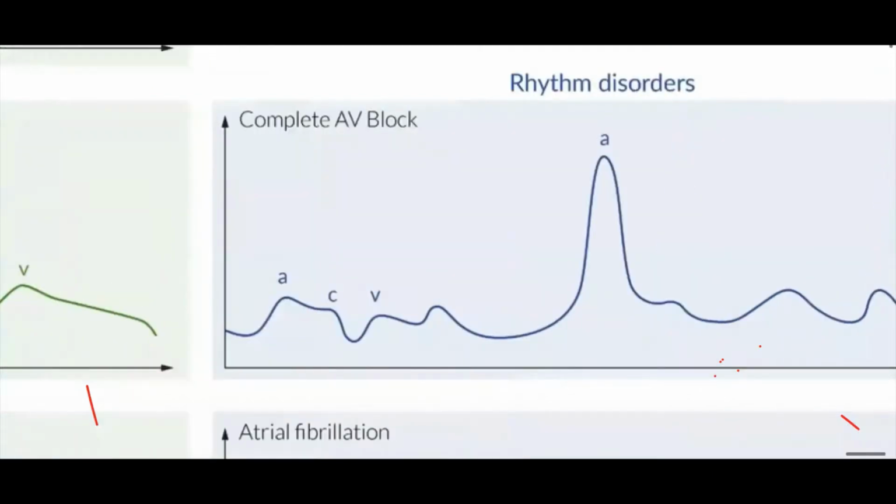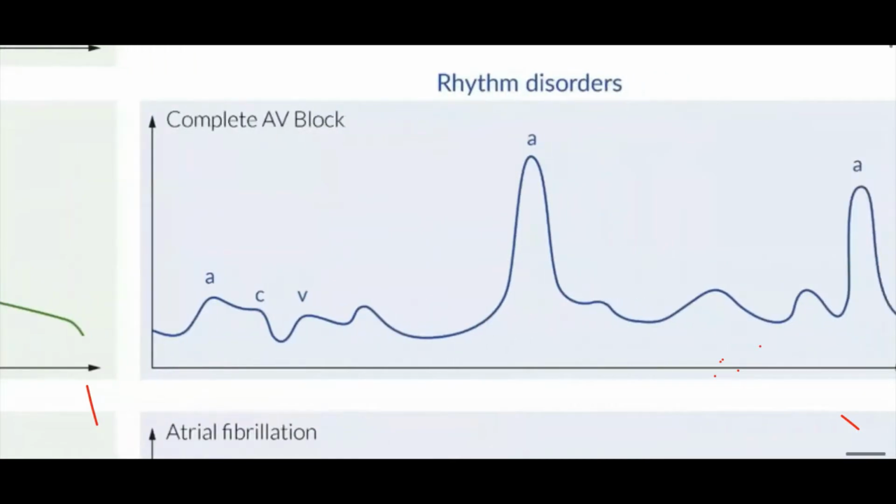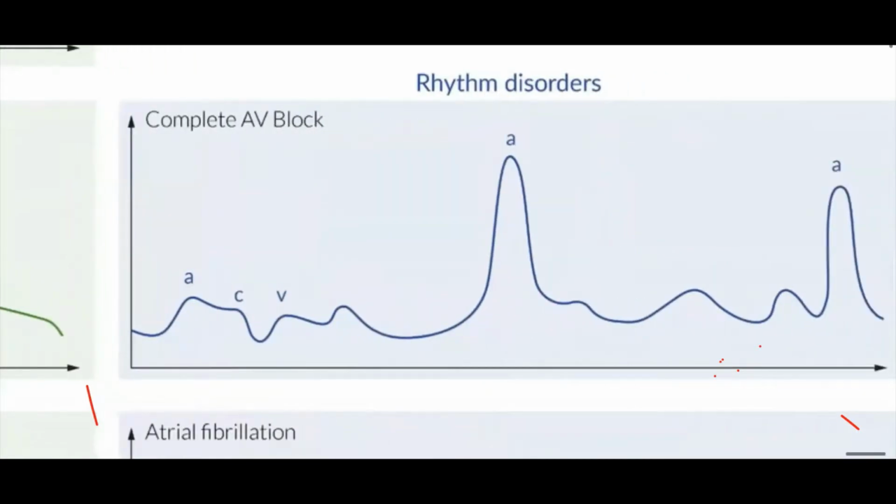Okay, complete heart block. What do we see here? Prominent A wave? It's not a prominent A wave because of the initial part of the tracing. Yes, exactly. This is cannon A waves.